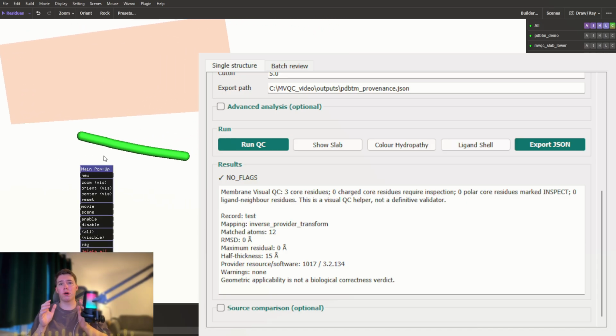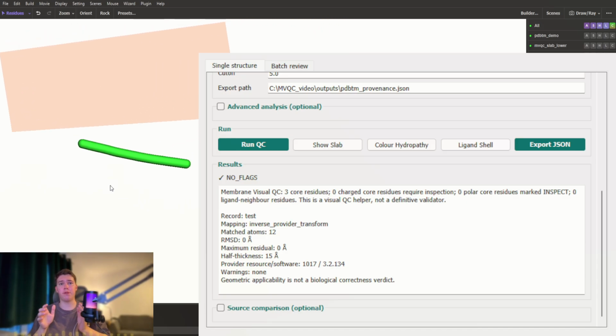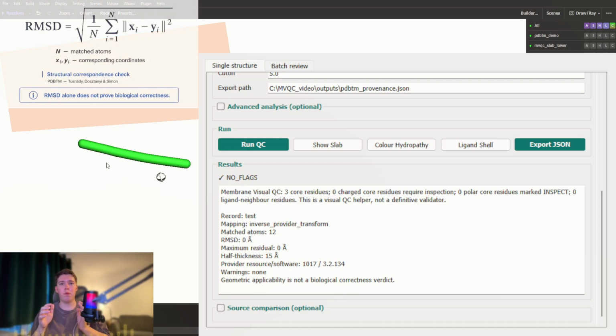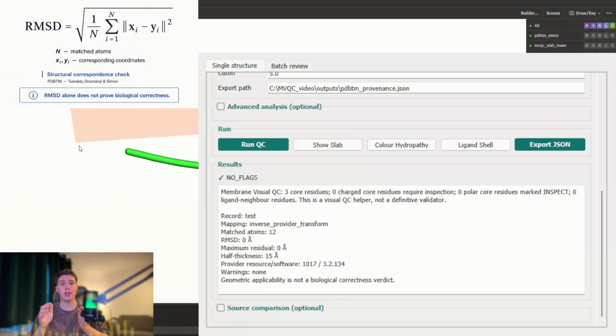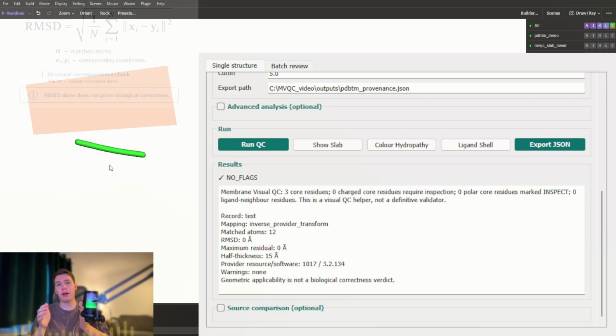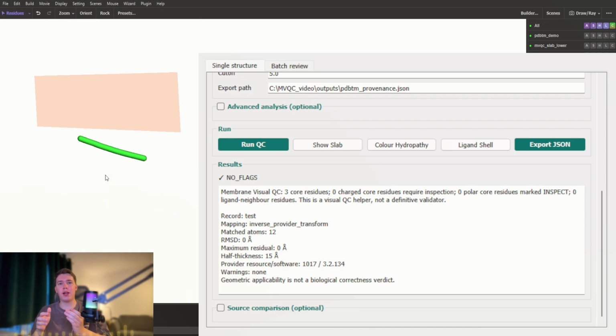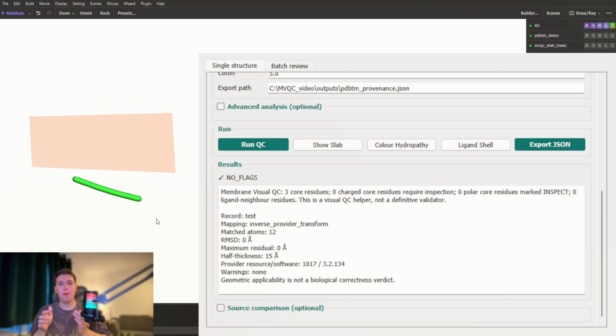Here, the mapping resolves through the inverse provider transform. 12 atoms are matched with 0 NMSD and 0 maximum residual in this retained validation example. So now the membrane orientation isn't just a visual assumption. We also have evidence about how the provider-derived structure maps back to the structure where we're analyzing.